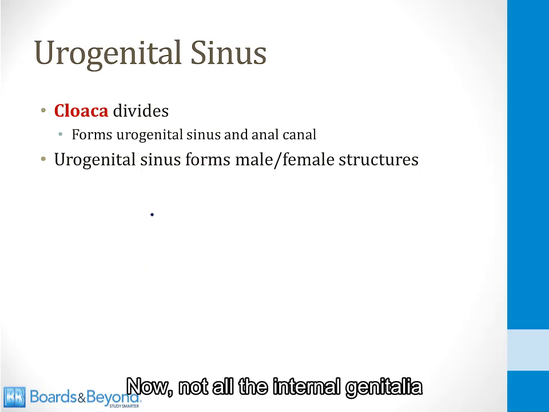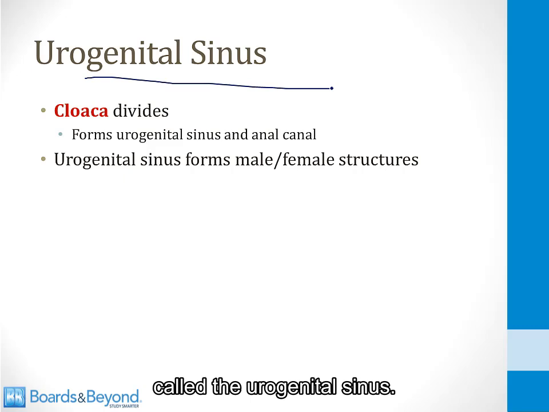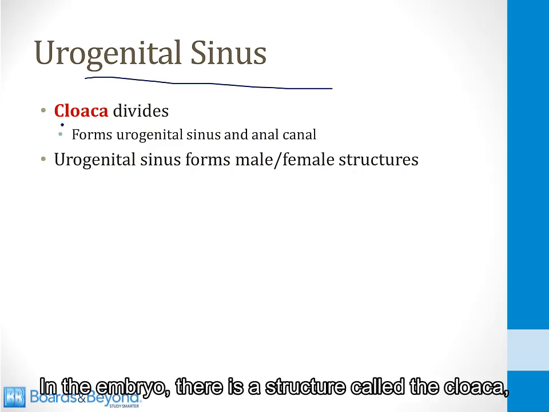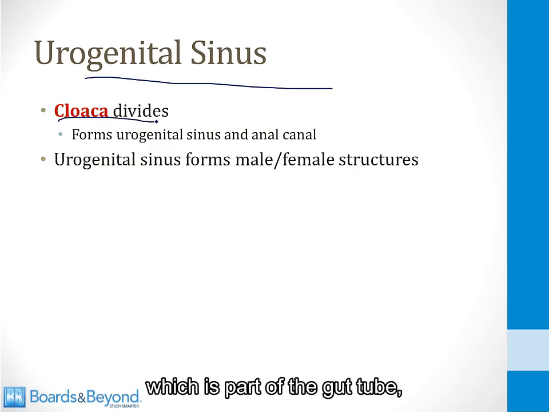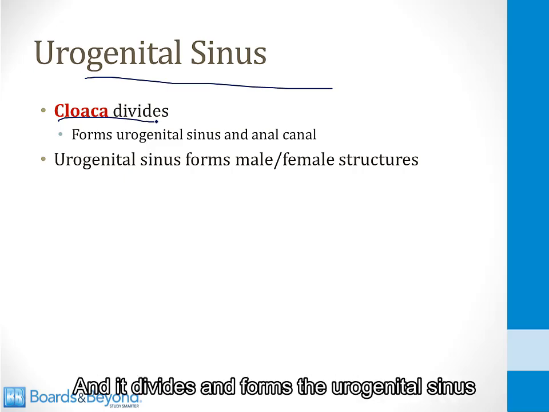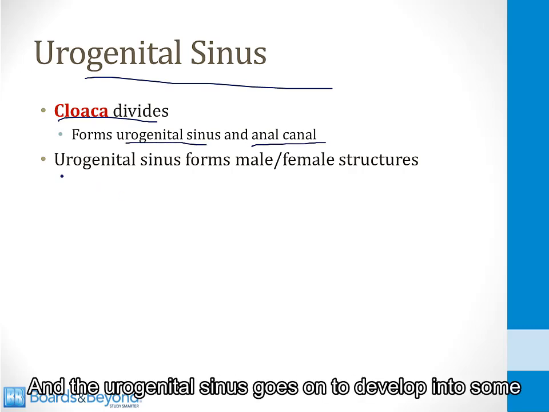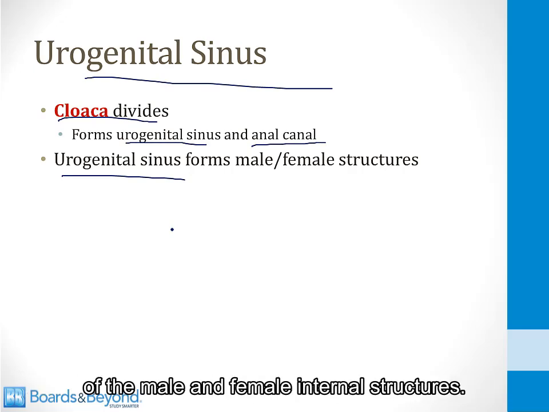Now, not all the internal genitalia come from the genital ducts. Some of the internal genitalia derive from another embryologic structure called the urogenital sinus. In the embryo, there is a structure called the cloaca, which is part of the gut tube. I'll show you a picture of this in a minute. And it divides and forms the urogenital sinus and the anal canal. And the urogenital sinus goes on to develop into some of the male and female internal structures.